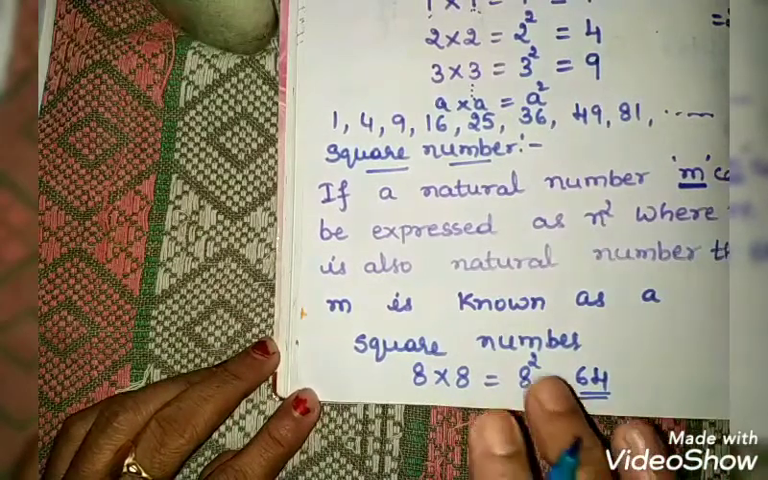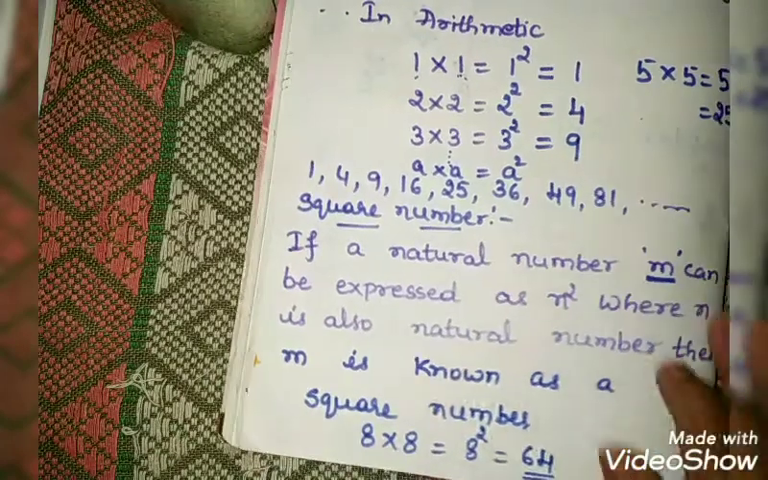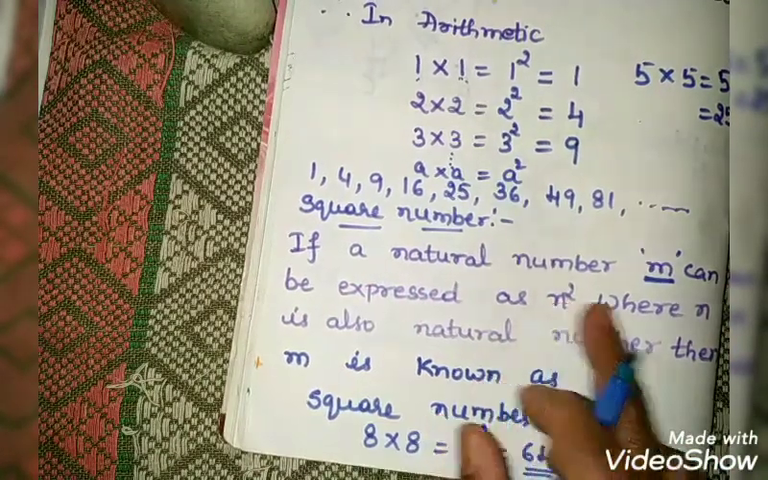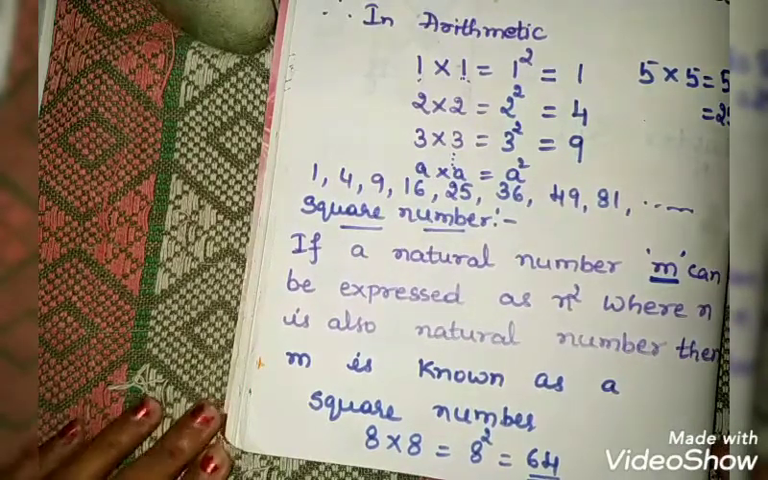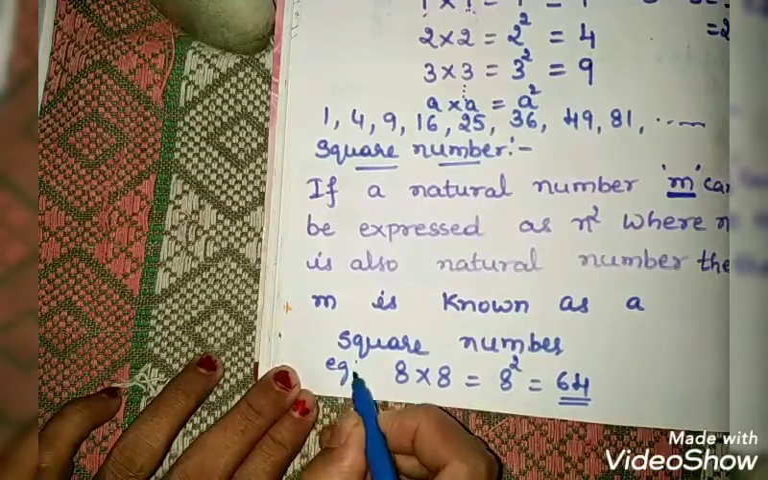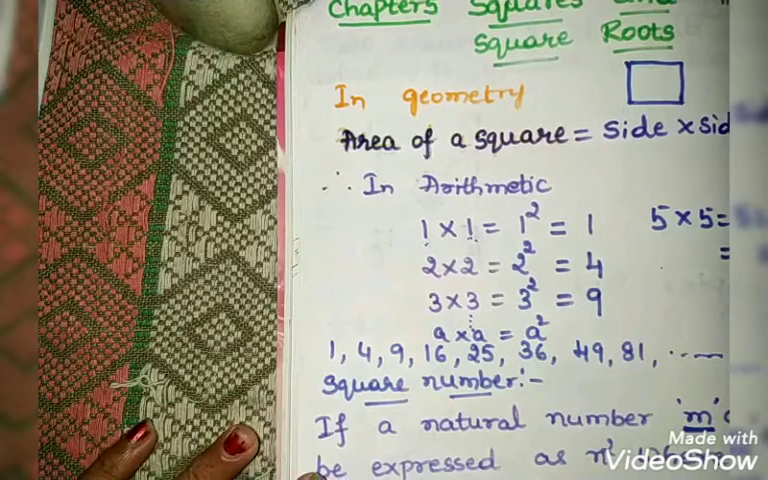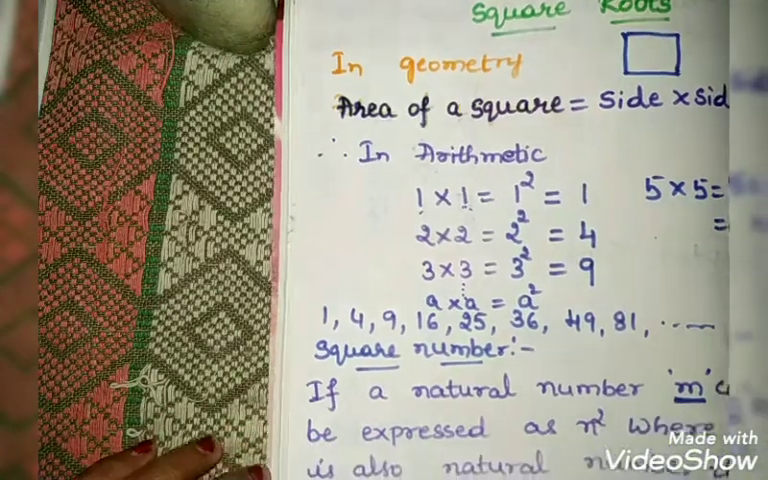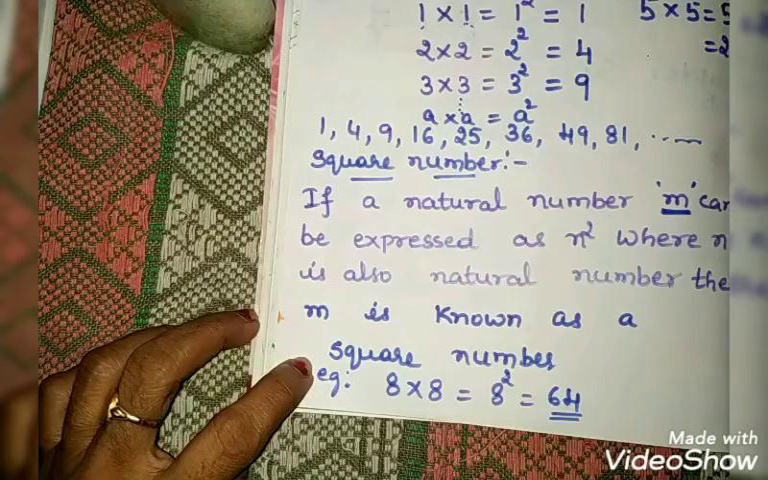So, what is a square number then? If a natural number m can be expressed as n square, where n is also a natural number, then m is known as a square number. So, here this example I can give. Many examples I gave here already. So, this is also one more example. So, try to understand what is a square number.